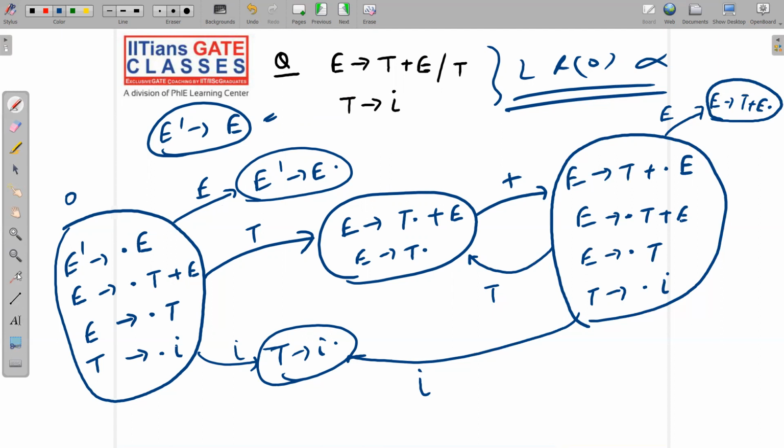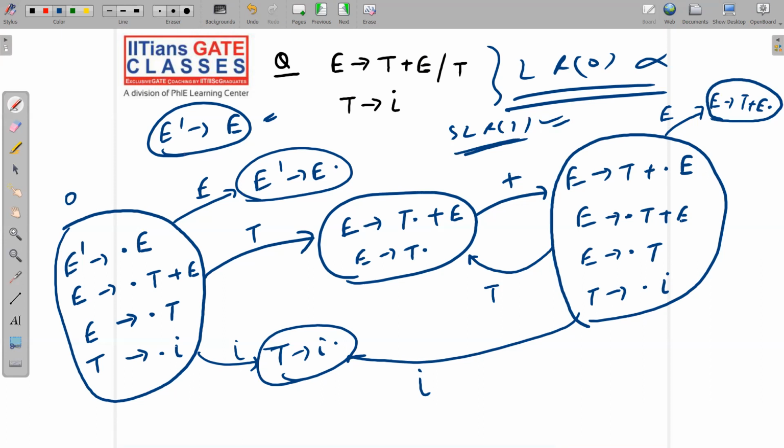So there is no other kind of conflict, no two or more final items in any state, and there was one final item and shift move. So I have handled that also. So there should be no problem here. So this grammar is SLR1. Now I think you have got the idea.